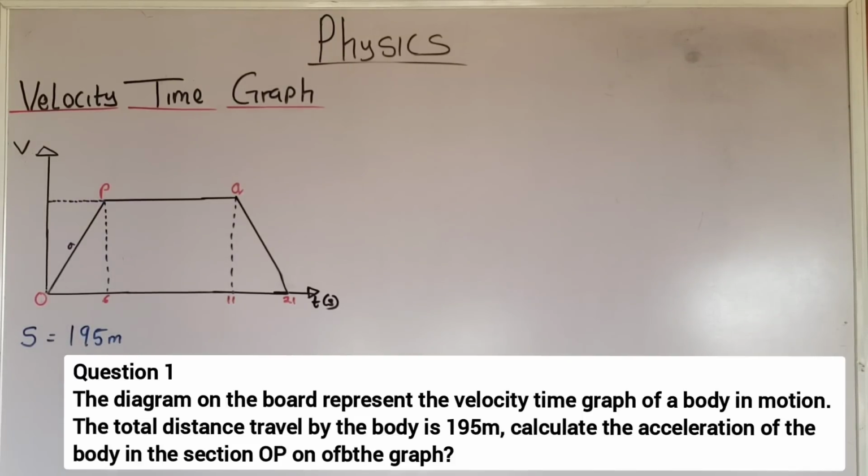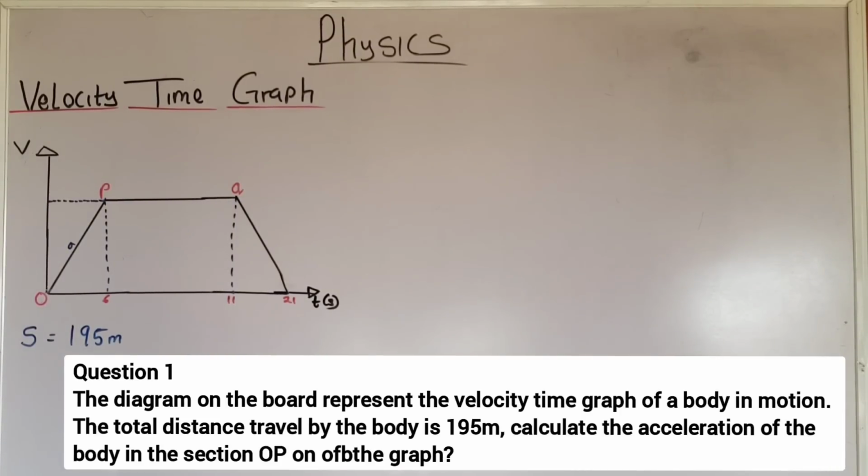Okay, now we cannot determine the acceleration of this section without knowing the velocity. You understand? Because when the body starts from rest, it starts from point O. Then it accelerates until it gets to point P. That acceleration is what we are asked to calculate. But it doesn't just accelerate. It attains a velocity. That velocity is what we need to determine before we can calculate the acceleration. You know, acceleration is equals to change in velocity all over change in time.